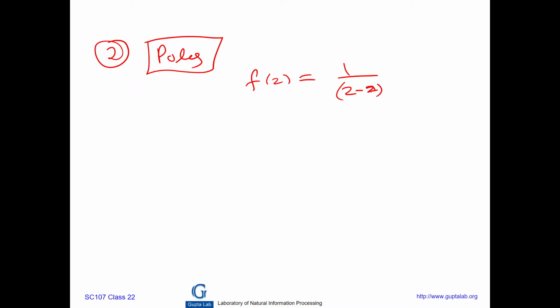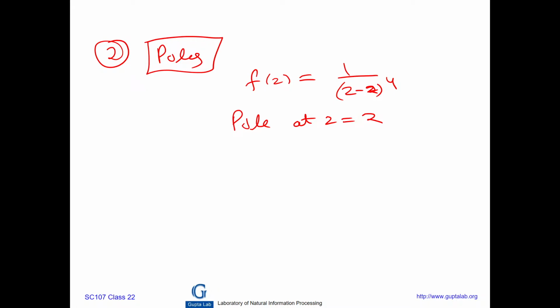Second is very common, pole. What are poles? So let us take an example. f of z is equal to 1 over z minus 2 raised to power 4. This function has pole at z is equal to 2. So normally at a pole the function is unbounded. So this function is unbounded at z is equal to 2.